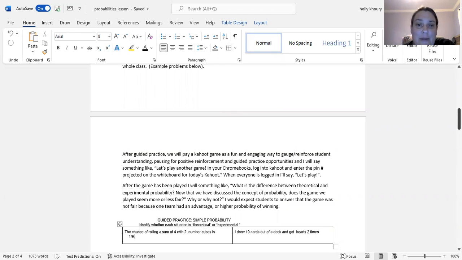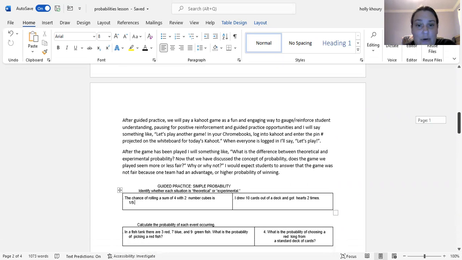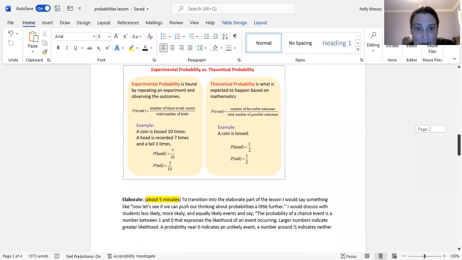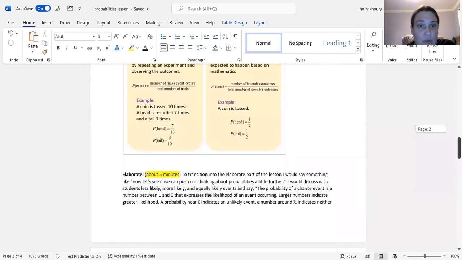After the game has been played, I will say something like, what is the difference between theoretical and experimental probability? Now that we have discussed the concept of probability, does the game we played seem more or less fair? Why or why not? I would expect students to answer at this point that the game was not fair because one team had an advantage or a higher probability of winning, and for them to also be able to explain which team it was.